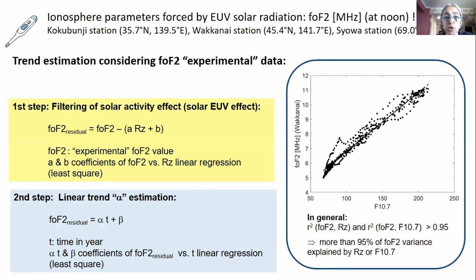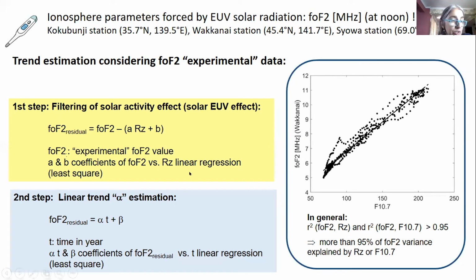We will consider foF2 from two Japanese stations, Kokubunji and Wakkanai. Sorry for this, I did not analyze this one, I forgot to delete it. And foF2 long-term trend values will serve as a thermometer for the efficiency of the four solar indices as EUV proxies.